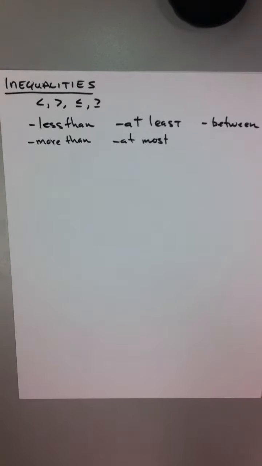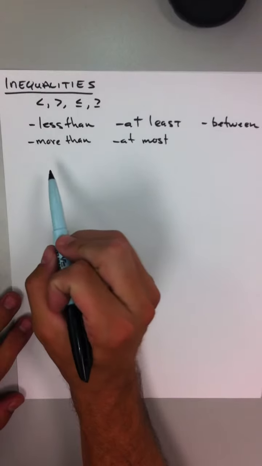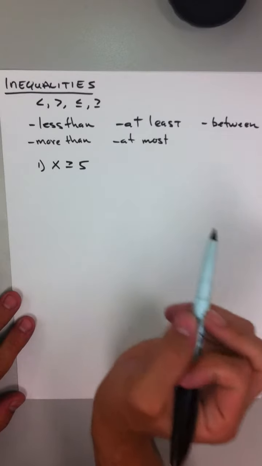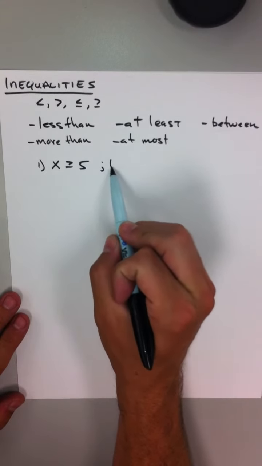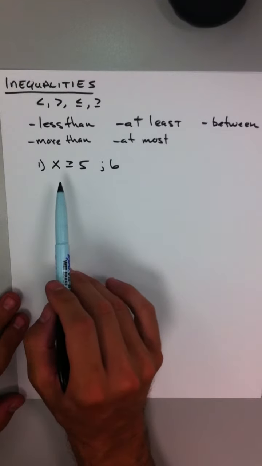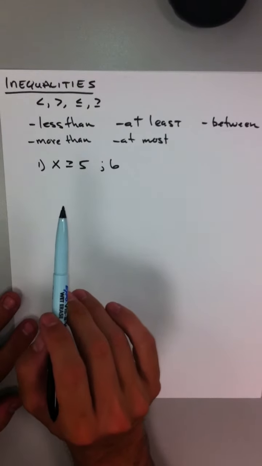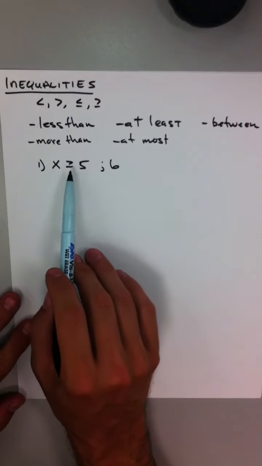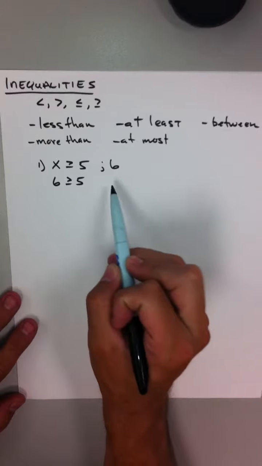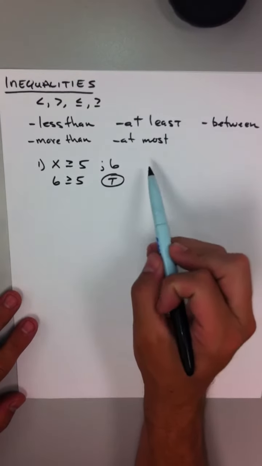But let's just do a little true false here. If I had this phrase right there, I want to know if I plugged in the number 6, would that make it true or false? Well, you need to read the phrase, and probably the easiest way to do this is to always read your inequalities left to right, starting with the variable first. So this says x is greater than or equal to 5. So if I were to plug in 6, is 6 greater than or equal to 5? Yes, it is.